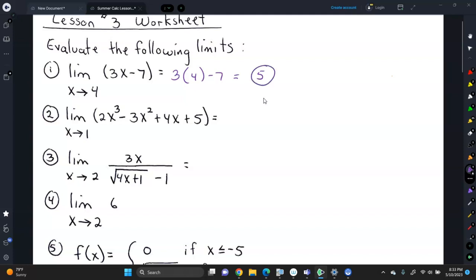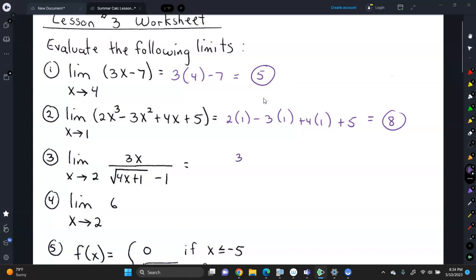Okay, pretty straightforward, right? Here again, we're going to do our direct substitution. So that's going to be 2 times 1 minus 3 times 1 plus 4 times 1 plus 5. And that's going to give us 8. These are actually so easy that you start to think that you must be doing it wrong, but that's exactly what we're doing. We're just doing a direct substitution.